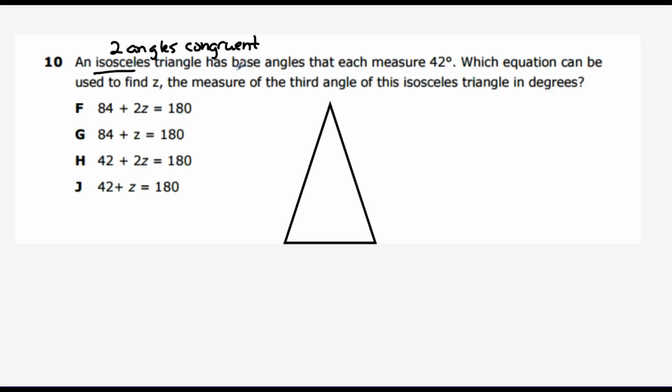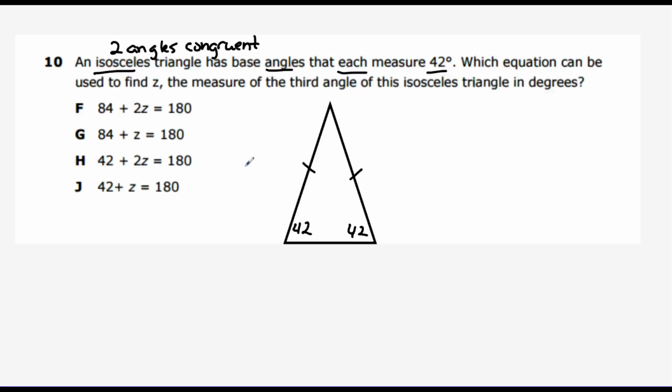So two of them are the same, one of them is different, right? And then it says the base angles each measure 42. So if it says they each measure 42, that means there has to be more than one of them. So this has to be the angle that's repeated, right? And we call these the base angles because they're opposite to the sides. It has both of them.